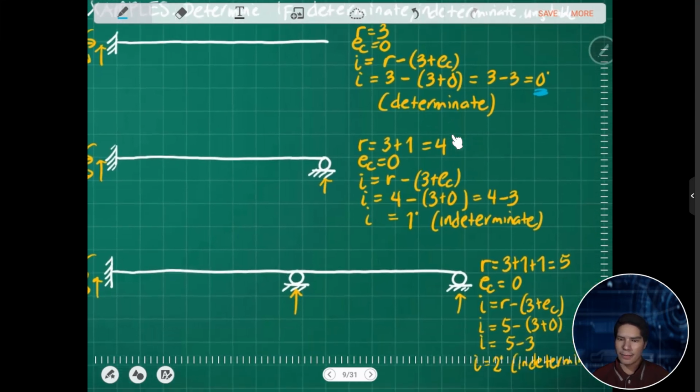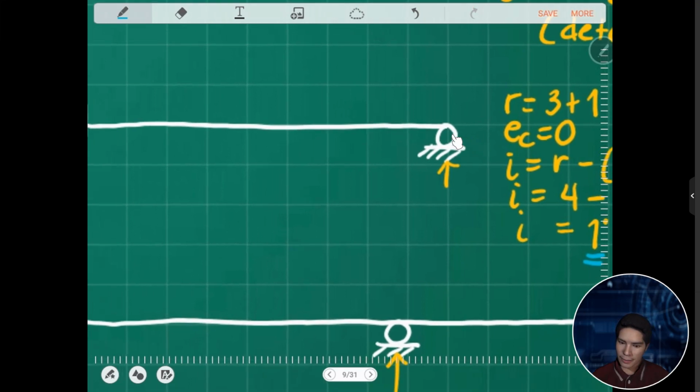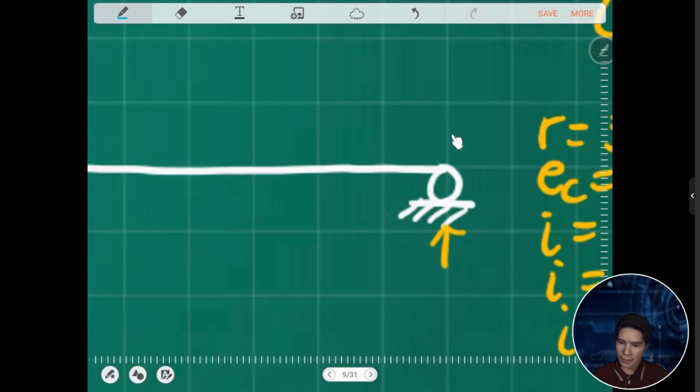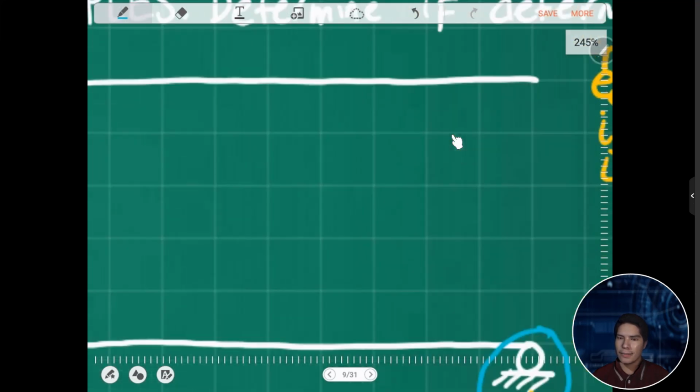How about if we have a prop beam, we have 1 degree indeterminate. That means we have one redundant force, and that is caused by a roller support. Imagine if you remove this roller support, you will have a cantilever beam.